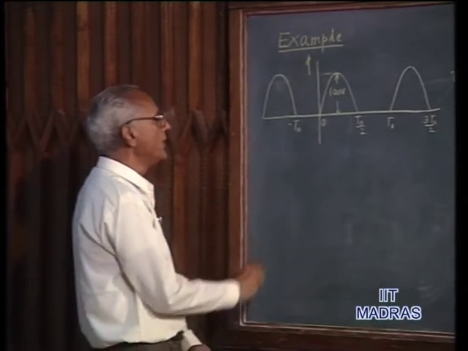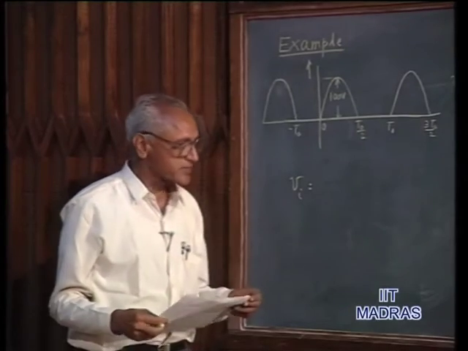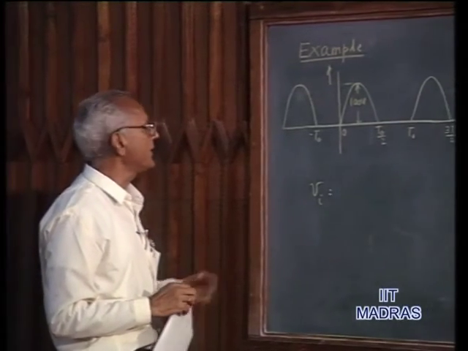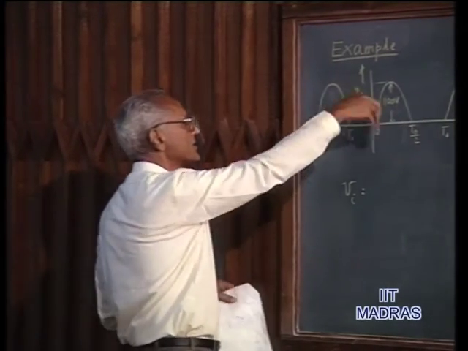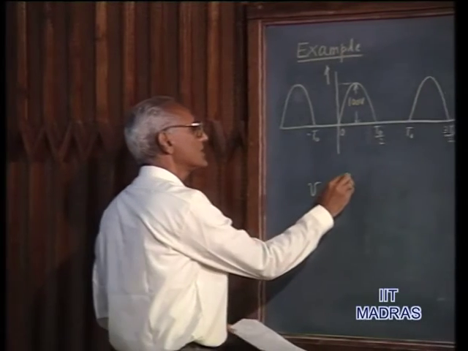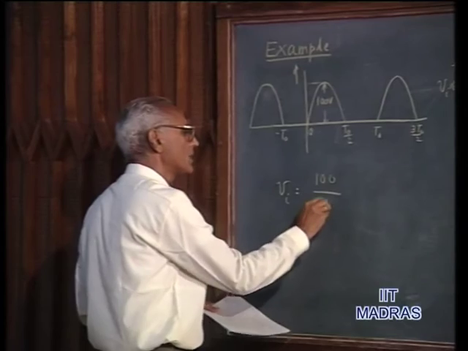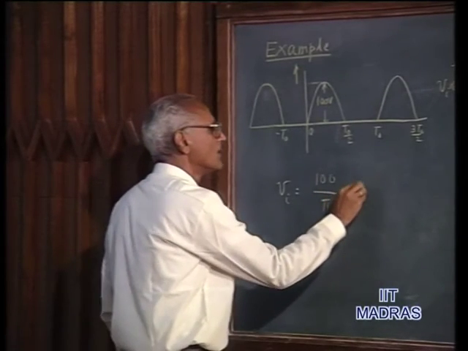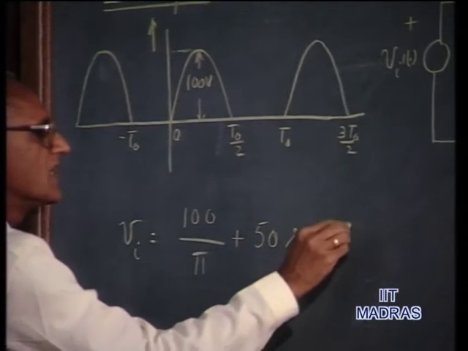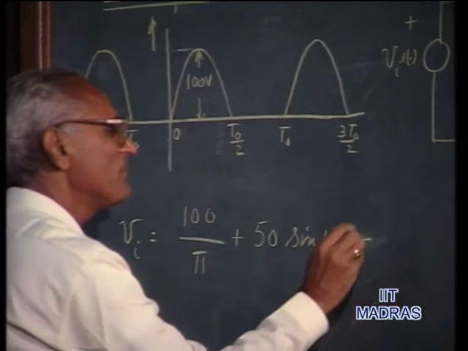Now we know that Vi can be expressed by means of Fourier series, using the result that we have obtained in the previous example when we considered just this kind of wave, a half wave rectified sine wave. The answer there, if you substitute the numerical values, will turn out to be 100 upon pi, that is the DC component, plus 50 sin omega naught t, that is the fundamental, and in addition we have a number of even harmonics.